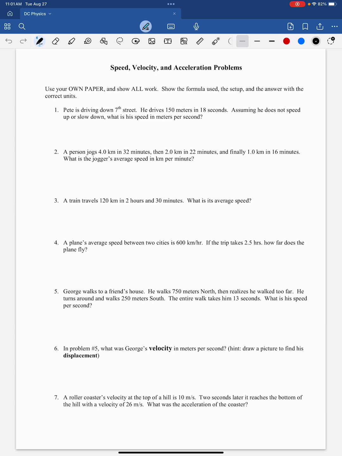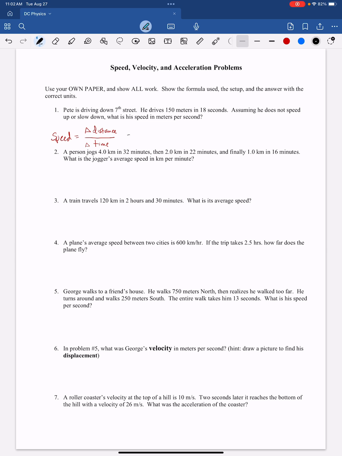So, from the assignment that I gave, let's take a look at number 1. Pete is driving down 7th Street. He drives 150 meters in 18 seconds. Assuming he does not speed up or slow down, what is his speed in meters per second? One of the equations that I gave you is that speed is equal to a total change in distance, that's what the triangle stands for, divided by a change in time. And we're going to use that equation to find Pete's speed.